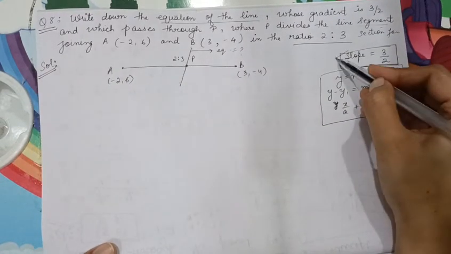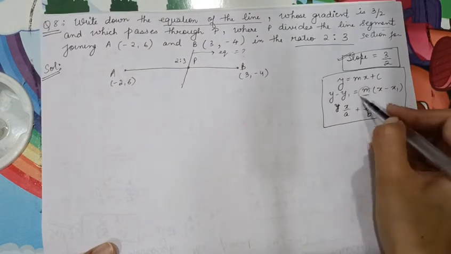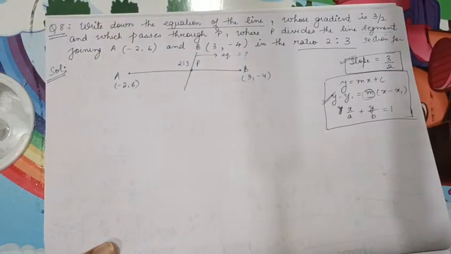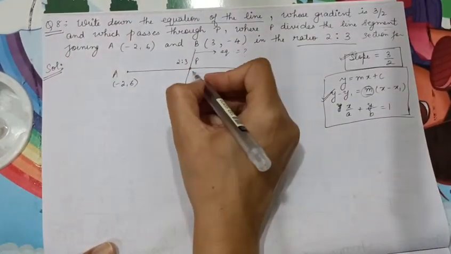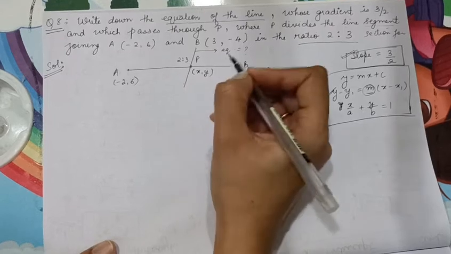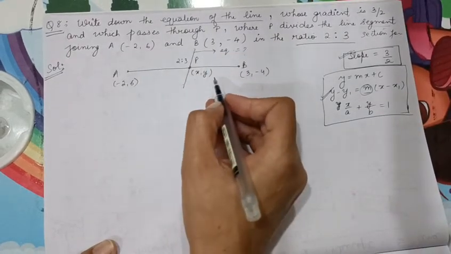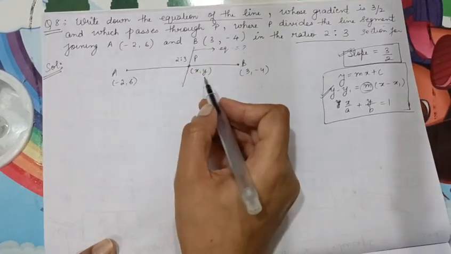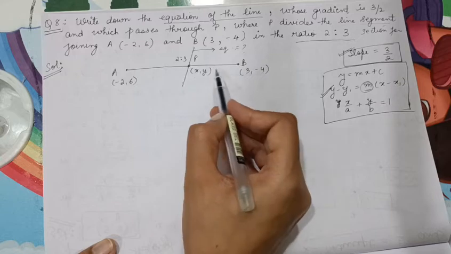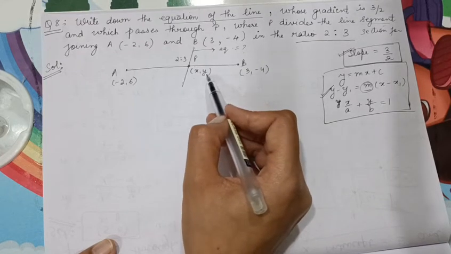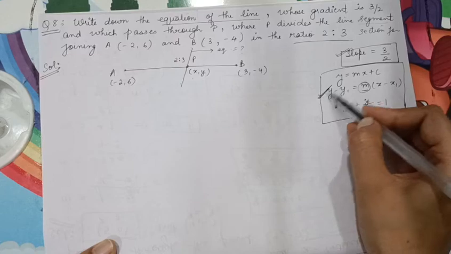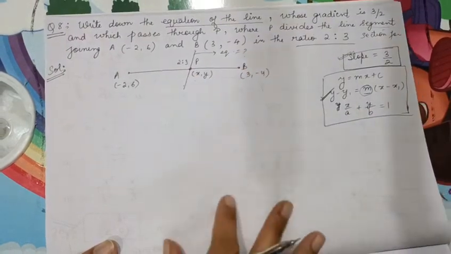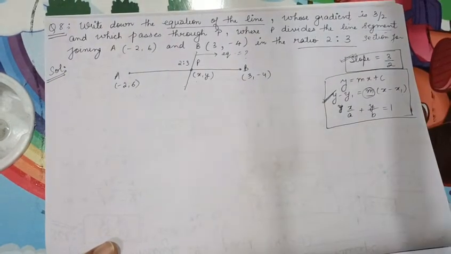Here the slope is already given to us. If the slope is given, and we can find the coordinates, then we can use this form. So what we will do here is find the coordinates of point P, which we can easily find with the help of the section formula. After finding the coordinates of point P, we can use this form of equation of line to get the equation of the required line, because the slope is already given.